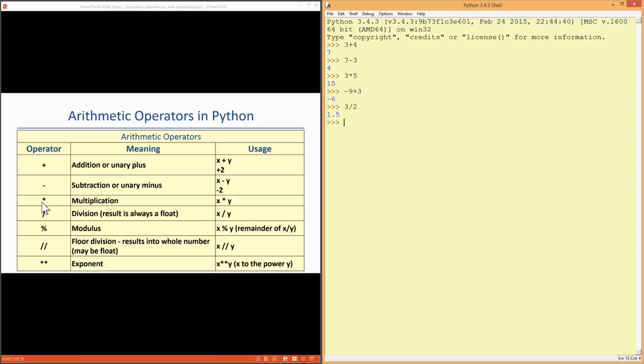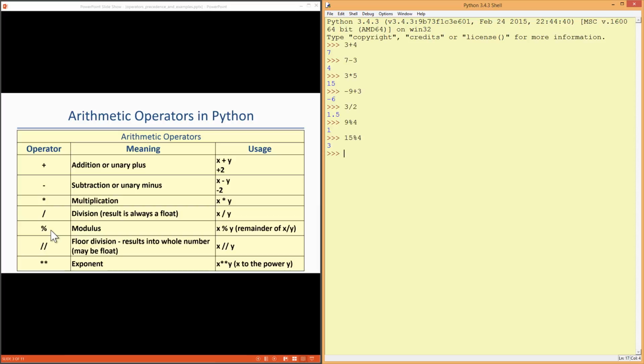The next operator is the modulus operator. The modulus operator shows you the remainder of x divided by y. For example, if I say 9 modulus 4, that basically means it will divide 9 by 4, which gives you 2, and then the remainder of that would be 1. So the answer is 1. Another example, 15 modulus 4. What do you think would be the answer? Of course, the answer is 3. Because when you divide 15 by 4, the integer part is 4 times 3 is 12, and the remainder would be 3.